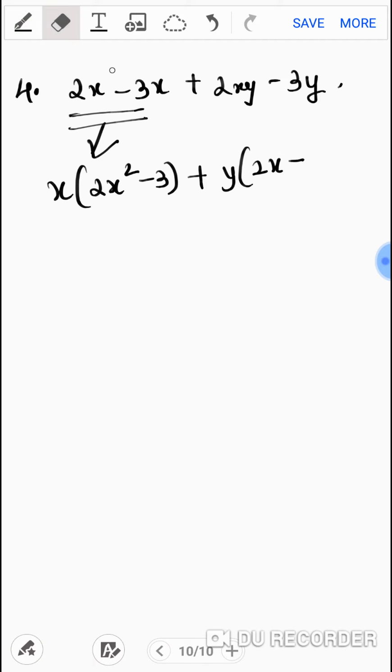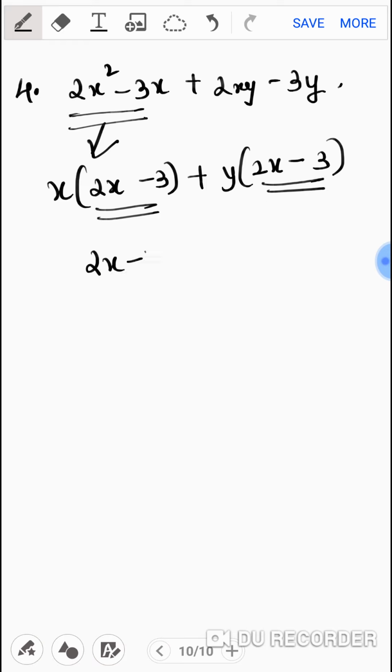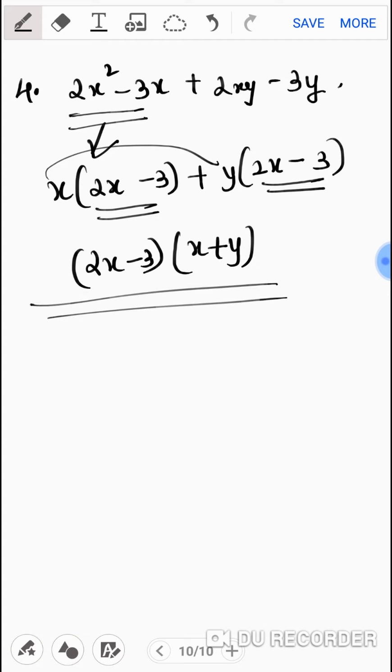Here it is not cube, it is square. Okay. So inside will be 2x minus 3. So here you got two brackets, which are same. So 2x minus 3, and the remaining terms you have to take into one bracket. Clear?